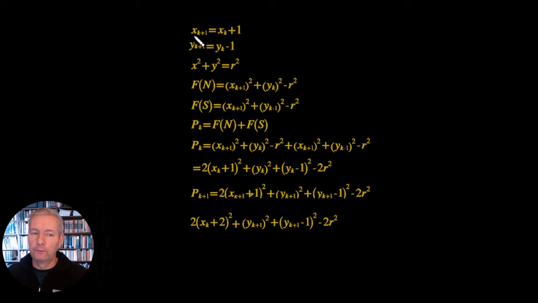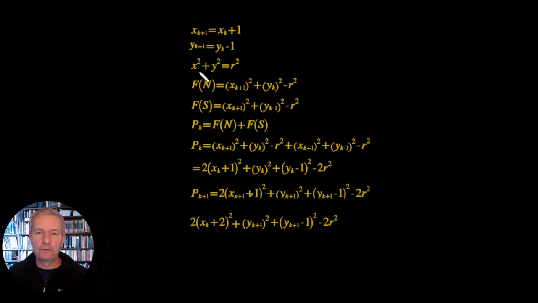So first thing to note is that the next x point is going to be x of k plus 1, which is just the original xk with 1 added onto it. So we're just going to go 1 to the right. Now the y of k plus 1, that is the next y point, is actually going to be going down. So it's the original y point, but we take away 1 from it. So it's going to be y of k minus 1. That's just the first thing to note.